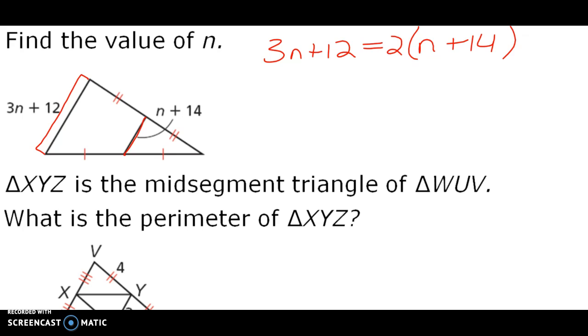If this is half as big as this, that means it would take 2 of these to fit. And you can kind of see it, right? If I drew a line over and made a rectangle, it would take 1 of them, and then it would take 2 of them. So it takes 2 mid-segments to equal the outside side. Yeah, Abby?